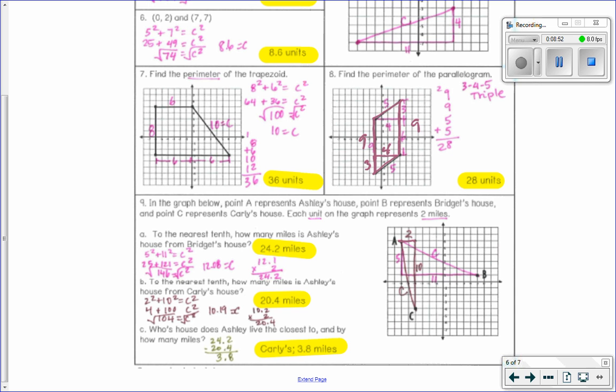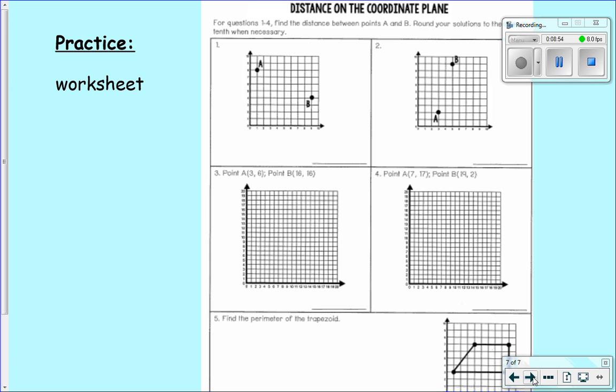Okay, let's see. If you look at the next page, it looks like this. Distance on the coordinate plane. You have 5 problems on the front, and then turn it. You have one very similar to what we just did with Ashley and Carly's house. Questions? Okay, that's your homework.